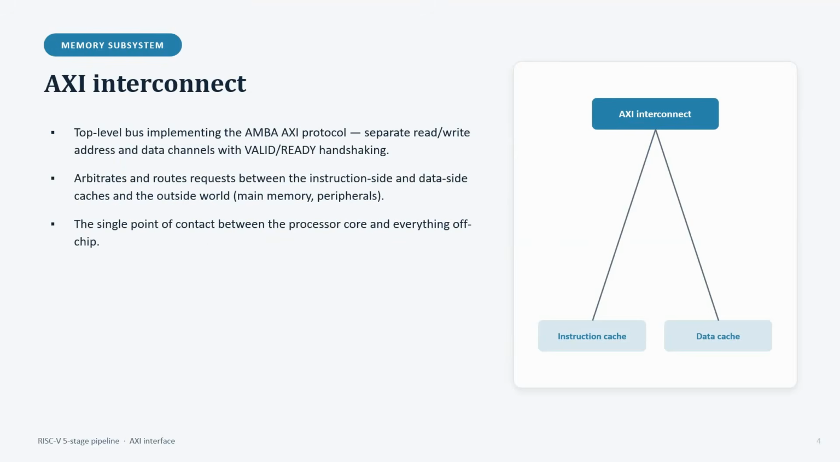Now, let's discuss the memory subsystem, where the first one is the AXI interconnect. We are going to use the AXI interconnect to store the data inside my instruction cache as well as data cache at the same time, in parallel. This is a top level bus implementing the AMBA AXI protocol, with separate read and write address and data channels with valid and ready handshaking. It is going to arbitrate and route requests between the instruction side and data side caches and the outside world, meaning main memory and peripherals.